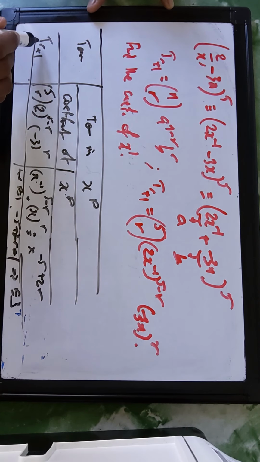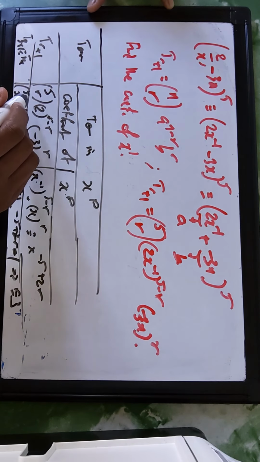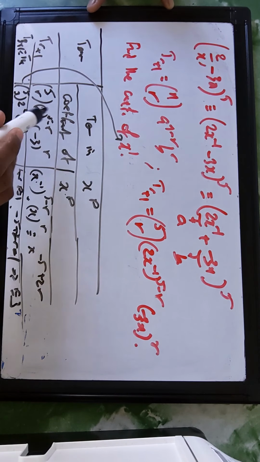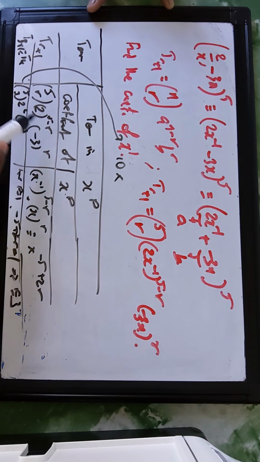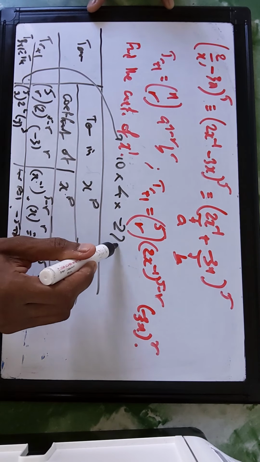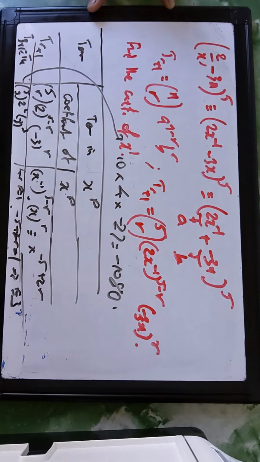Now we replace on this side: r is 3, so r plus 1 is the fourth term. The fourth term will give us 5C3, where we replace r by 3: 2 to the power of 5 minus 3, that's 2, and then minus 3 to the power of 3. So this part gives 5C3 equal to 10, times 2 squared which is 4, times (-3)^3 which is minus 27. This gives negative 1080. So that's the coefficient of x.